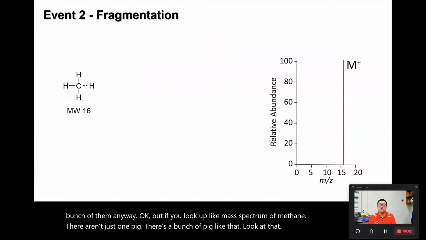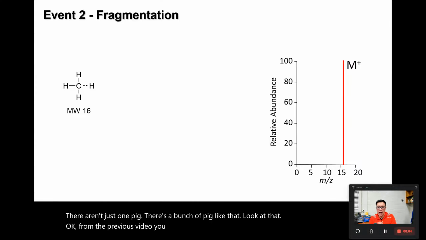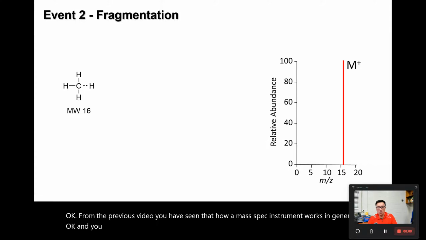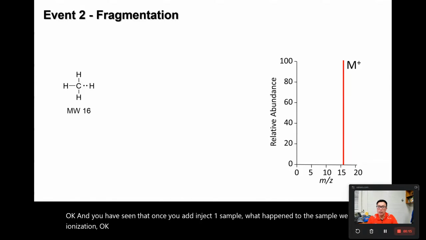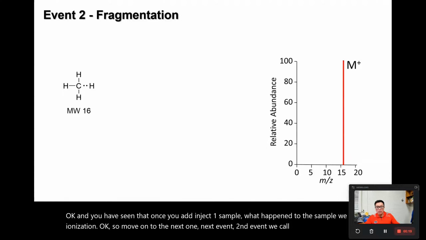Okay, from the previous video, you have seen how a mass spec instrument works in general. You have seen what happens to the sample once you inject it. We call that ionization. Now we're going to move on to the next event, the second event, which we call fragmentation.